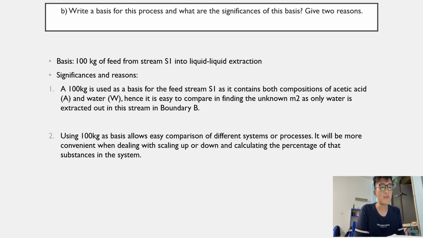And next, why we use 100 kg as the basis is that it allows us to easily compare different systems and processes. It will be more convenient when we are dealing with scaling up or scaling down, when the function is required to calculate the percentage of a substance in the system.